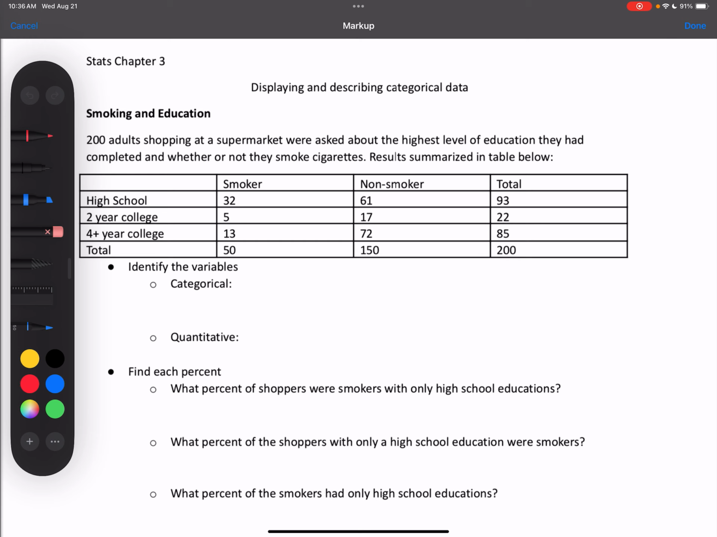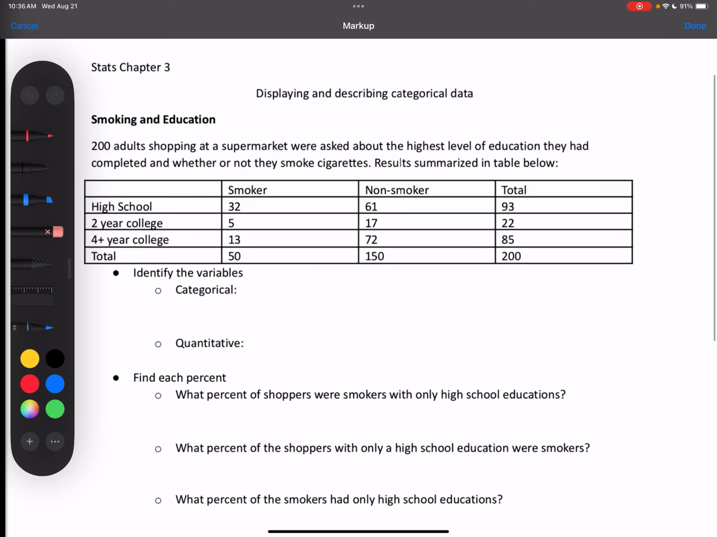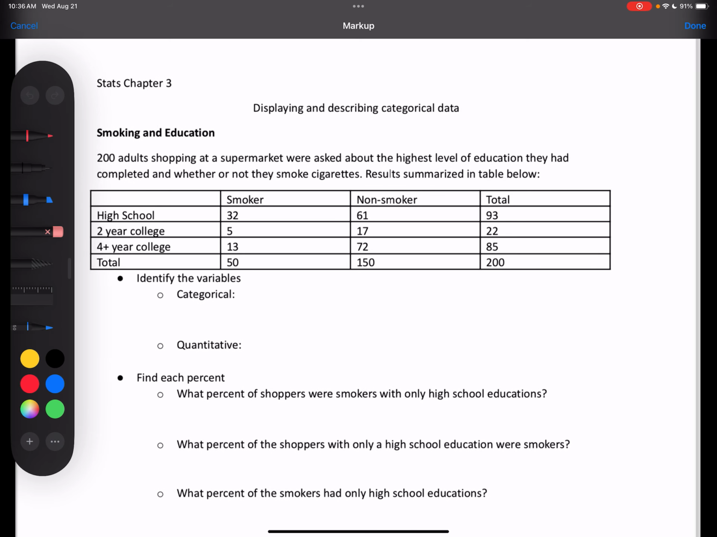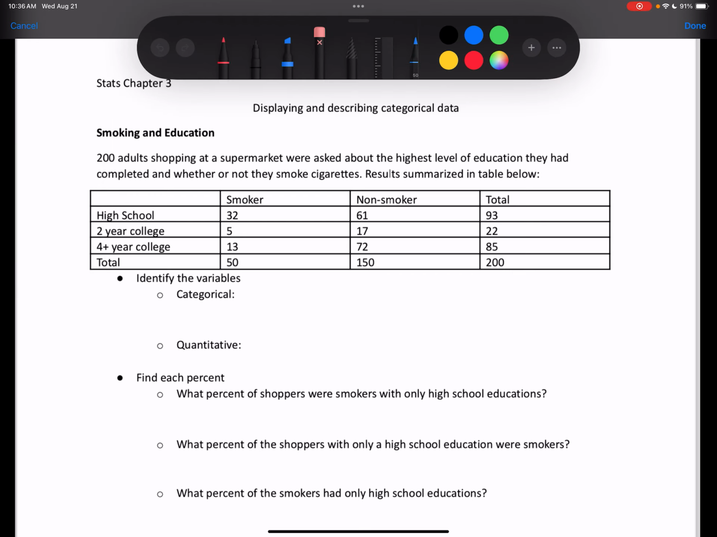Yes. Okay. So, what kind of a table is this? Out of the two types we talked about yesterday, which type is this one? It should be on the very first page of the notes. A frequency table, because it has counts. Makes sense.